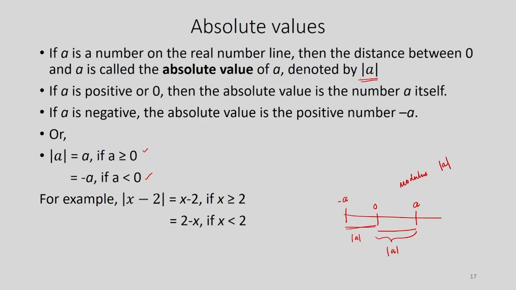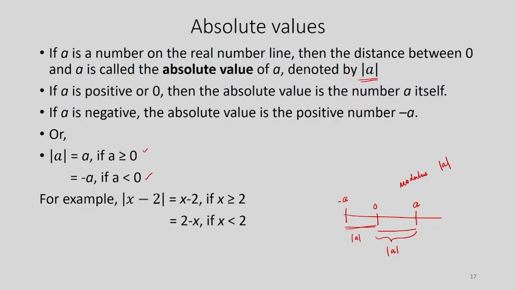And we can generalize this a bit. For example, suppose we are not talking about a, which is a particular variable, but we are talking about x minus 2, where x is a variable. So, you have a variable and then you have a constant. Then how do you represent this? So, what is modulus of x minus 2?